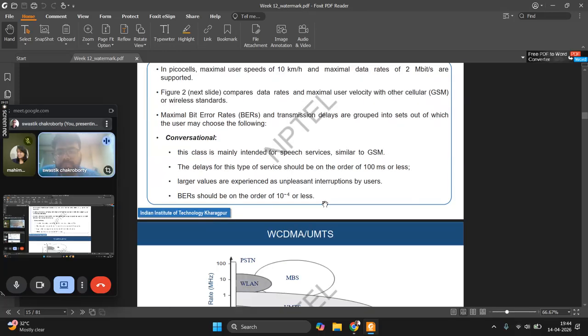Okay, so maximal bit error rates, or BERs, and transmission delays are grouped into sets, and you have to choose the set which will be best for your environment. So you have to choose the transmission mode based on your environment.